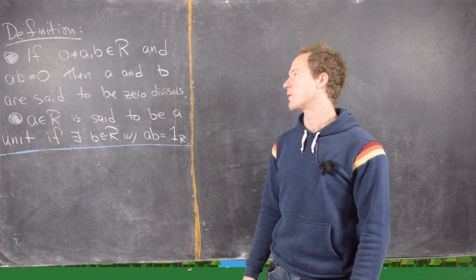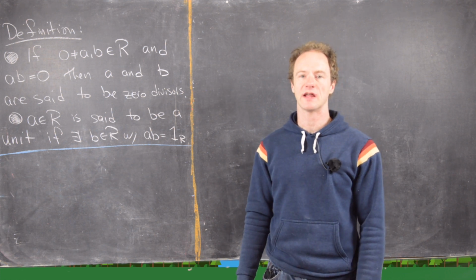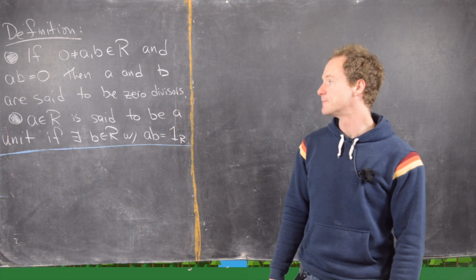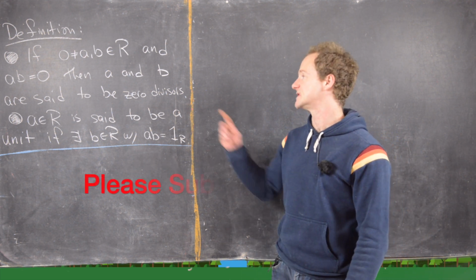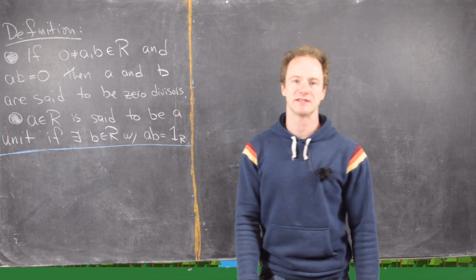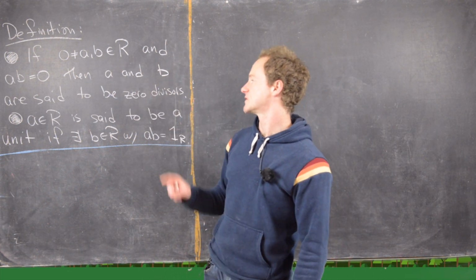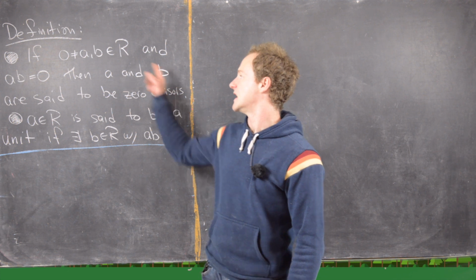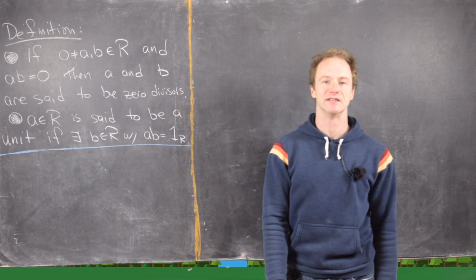Okay, in this video I want to look at the notion of a unit of a ring and a zero divisor of a ring. So let's just see what the definitions are. If you've got two non-zero elements in a ring R, those are said to be zero divisors if you can multiply them together to get zero.